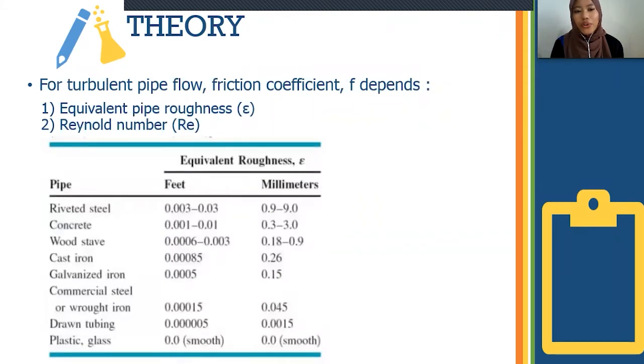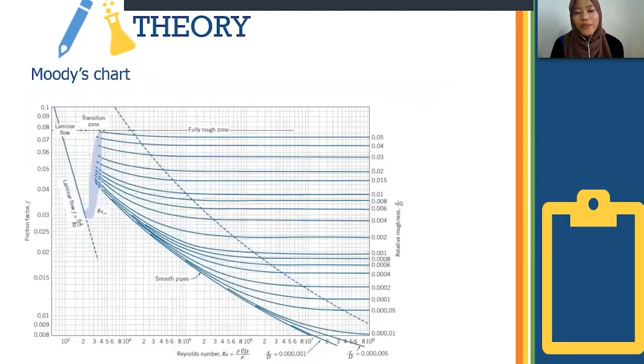Next, for turbulent pipe flow, friction coefficient depends on first, equivalent pipe roughness, and second, Reynolds number. So we can obtain the equivalent roughness of the pipe by referring to the table here. As we can see, different pipes will provide different equivalent roughness. We can also obtain the friction coefficient by using Moody's chart. As we know, Moody's chart shows the relationship between the Reynolds number, the friction coefficient, the equivalent pipe roughness, and also the inner diameter of pipe.